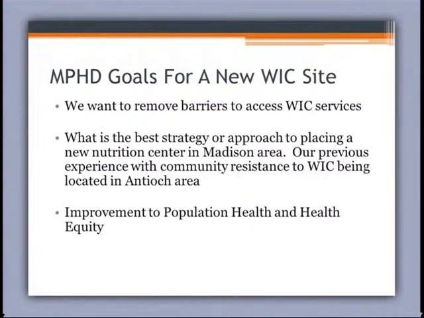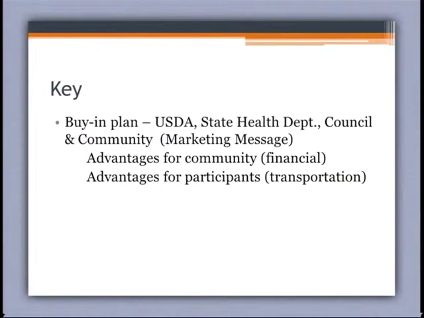But the goal of this is we really want to improve population health, and we want to be sure we're improving health equity as well. So what we think is key to getting this program to work well is really getting buy-in from all the people that are involved. Certainly, the USDA and the state health department. Again, USDA is the federal grant. It's administered through the state, and we provide it in Nashville. The Metro Council is very important in these types of decisions because they guide a lot of these things, and of course getting the community. So what's going to be our marketing plan to get all these people on the same page?